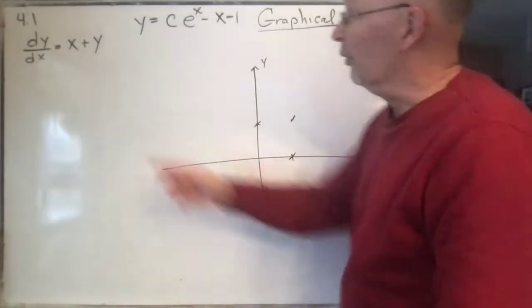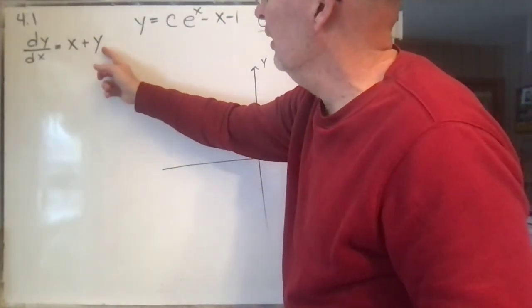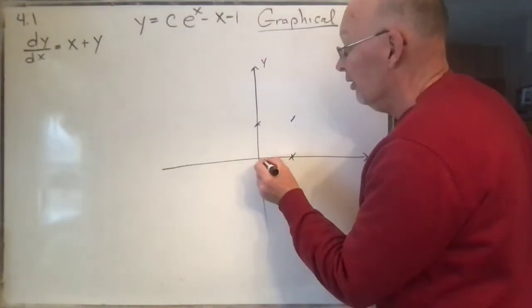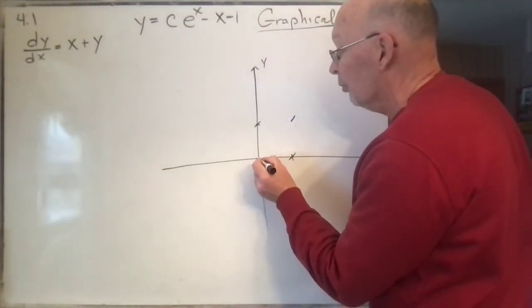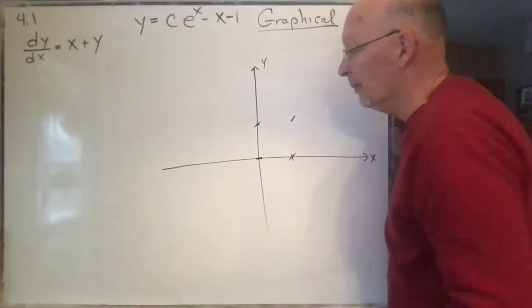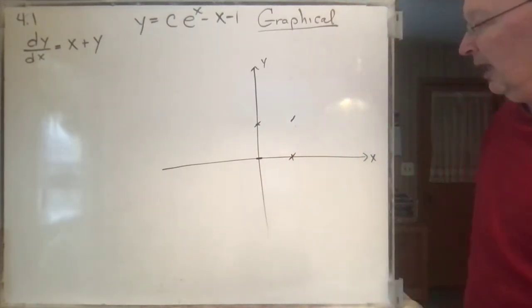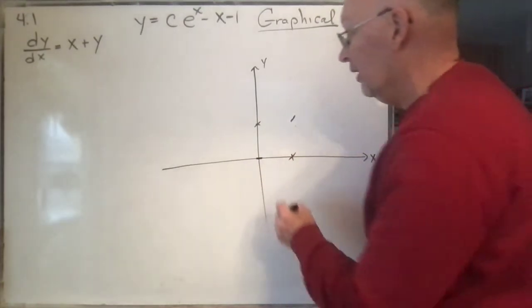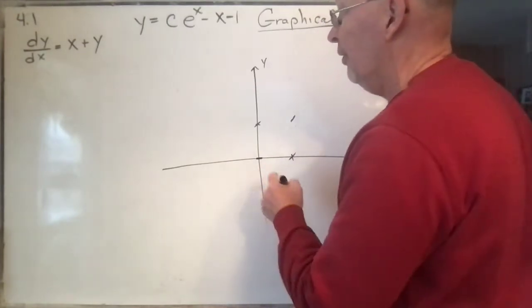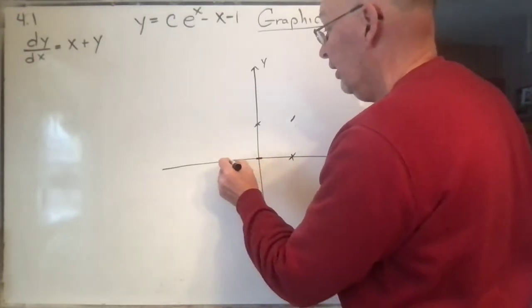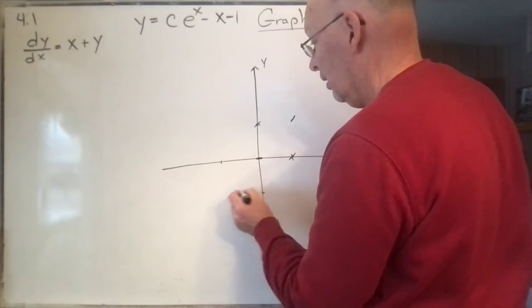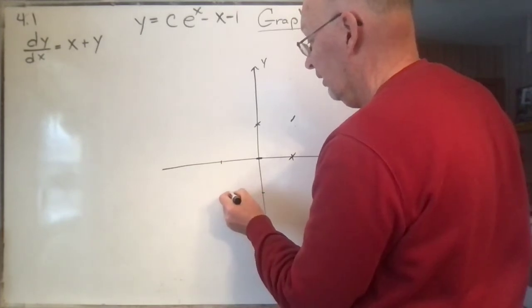Let's take the easiest one. If x is 0 and y is 0, then the slope there would be 0. So right there, the slope is 0, which means the little tick mark looks like that. And should we do one other one? If x and y are both negative 1, so that you're right there.